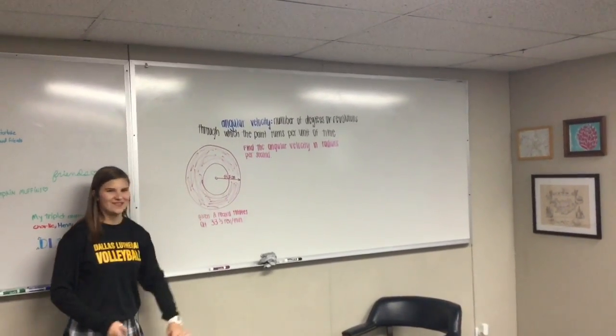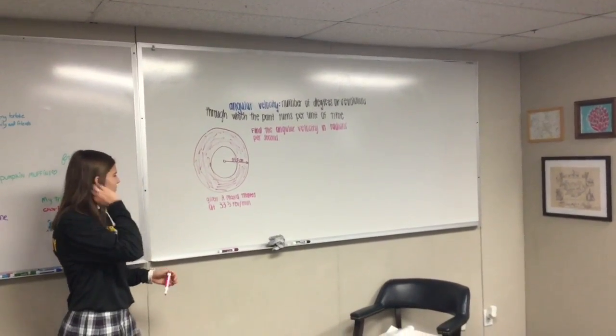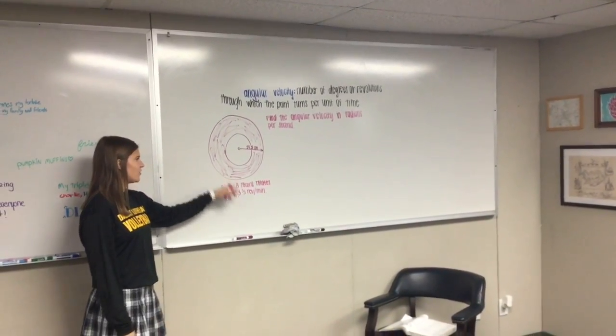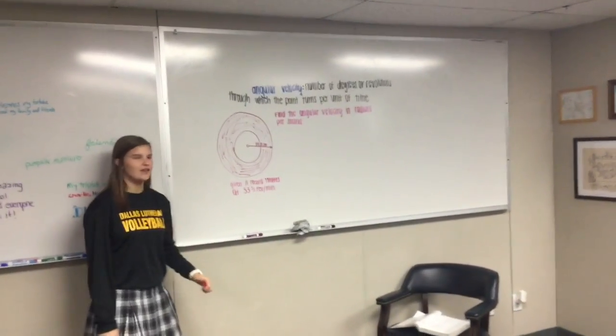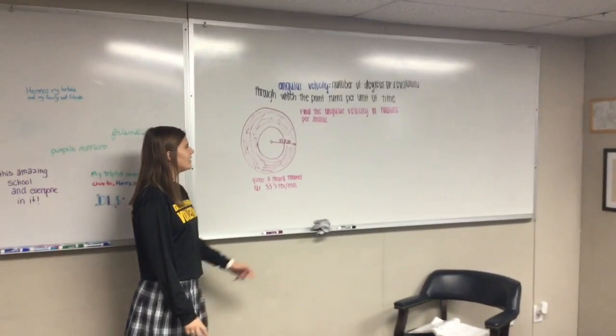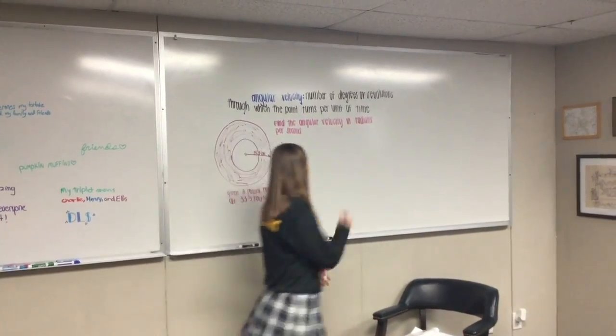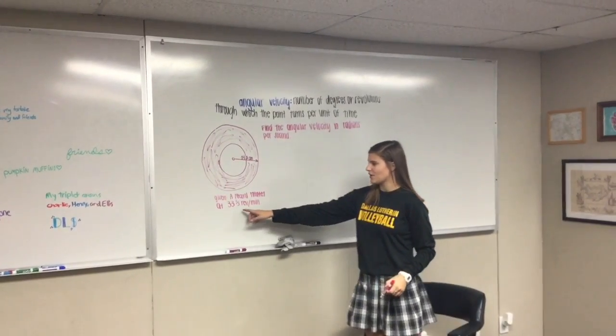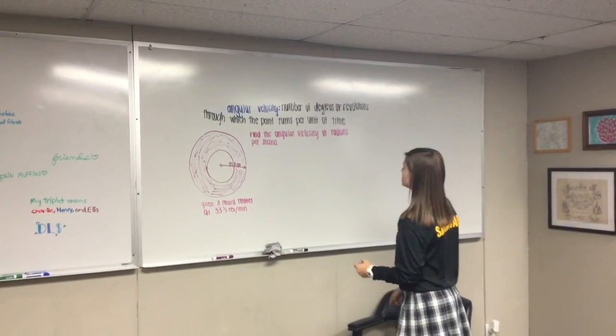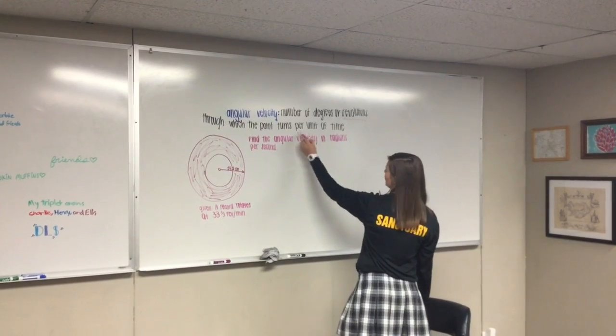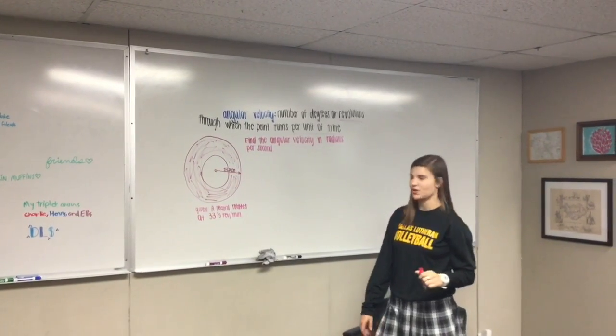Okay, so this is an example of angular velocity. We have this given, which is the record rotates at 33 and a third revolutions per minute, and we have to put that into radians per second. Since this is already an angular velocity, since it's revolutions per unit of time, we just have to change it to the correct units.